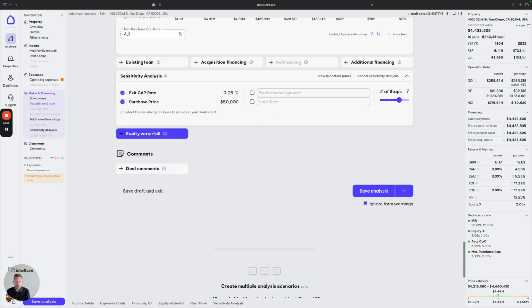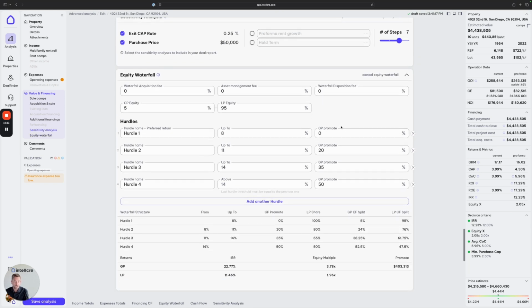And finally, we have an option to model an equity waterfall. So if we're doing a syndication, a real estate partnership for this deal, there's a GP that comes in with a certain percentage of the equity, and then there's LPs that come with a significantly higher portion of the equity. We can define our acquisition, asset management, and disposition fees that are usually paid to the GP by the LPs. We define our hurdles.